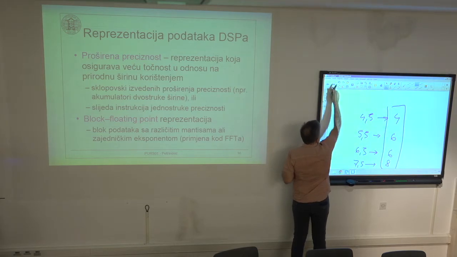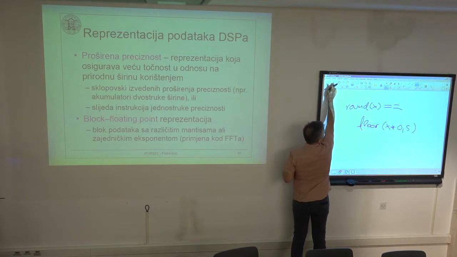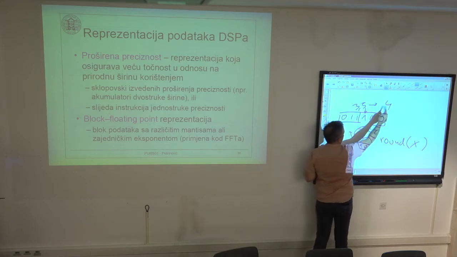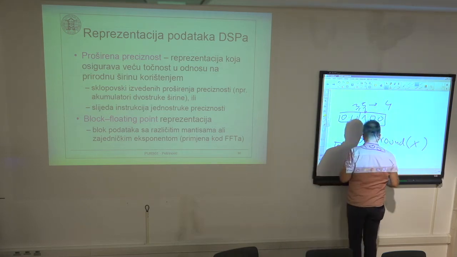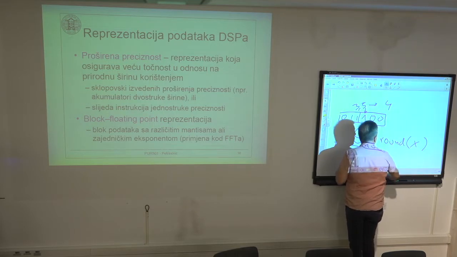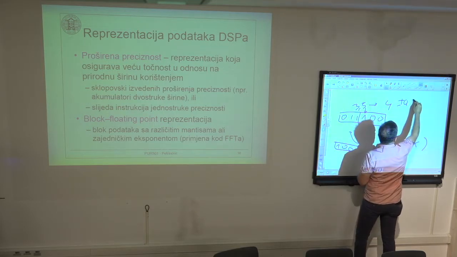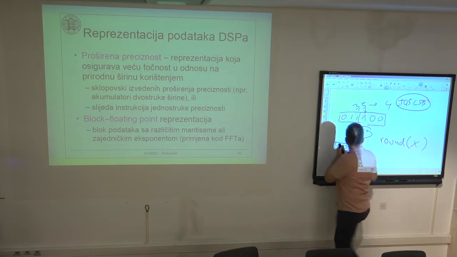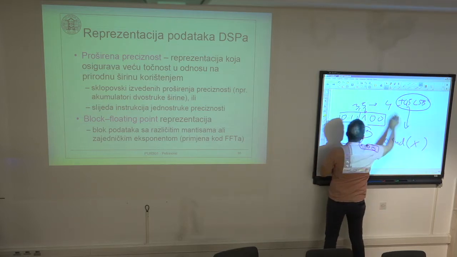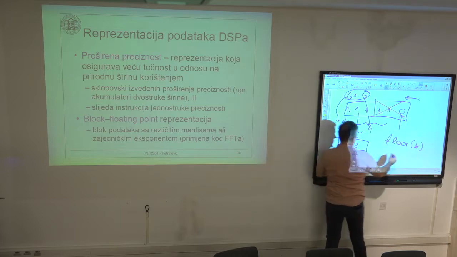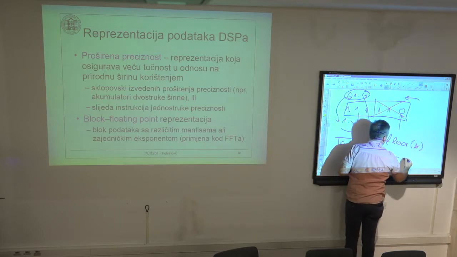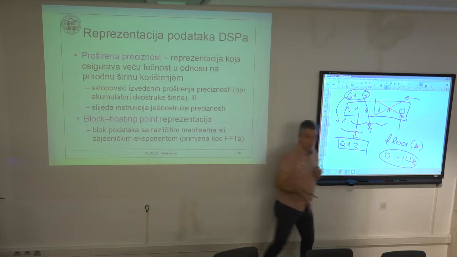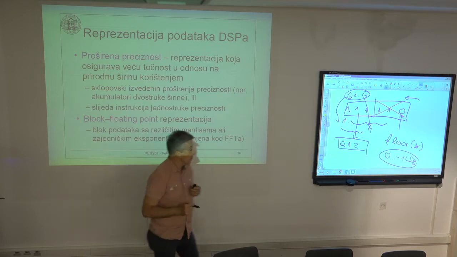It was demonstrated here. So this 3.4 is rounded to 4, and the error is 1/2. The error is plus minus 1/2 LSB. So this is the error of rounding. The error for the floor operation is always from 0 to minus 1 LSB. So the error is always negative or 0. Okay?